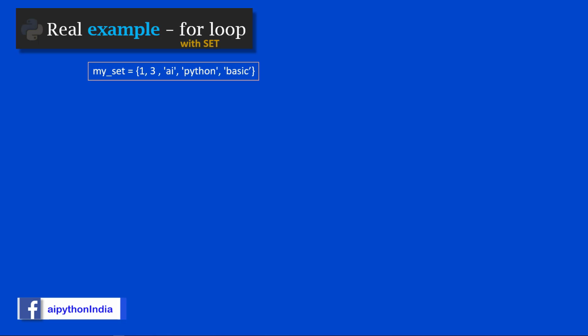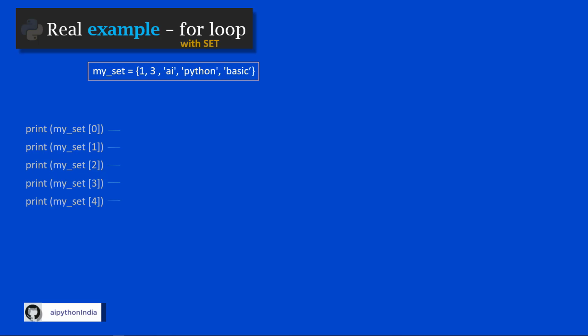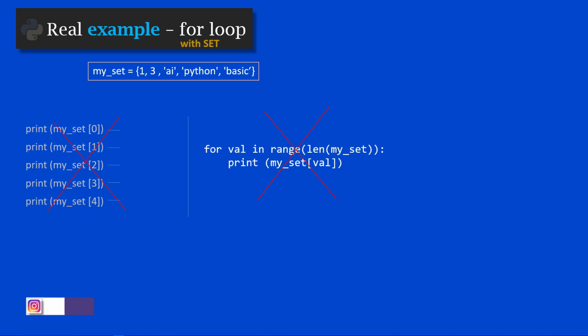Let's say my set is holding the numbers 13, AI, Python, and basic, right? Do you think you can access these elements using an index? No, because set elements are not organized as per an index. So if you write my set and square bracket 0, you won't get the result. It will give an error. There will not be any result because it doesn't follow the indexing mechanism. So this will not work.